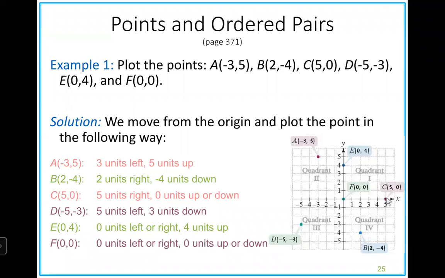For the next one, D, -5, -3. So you're going to go -5 on the x, and then because the second is negative, you're going to go down 3 places, -5, -3. Right here, that's point D. Point E is 0, 4. So you're going to go on the x-axis to 0, and then it says 4, so you're going to go up 4. So that's point E, 0, 4. And the last one is 0, 0. Of course, we said 0, 0 is the origin. So 0, 0 is always going to be right where the two lines meet. And so that's point F right here.